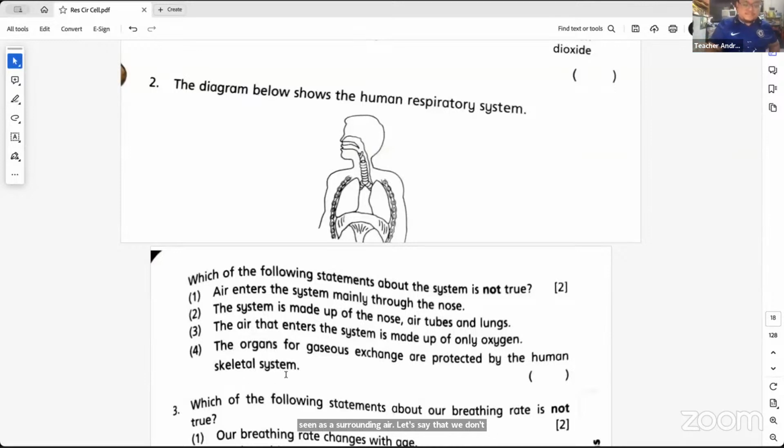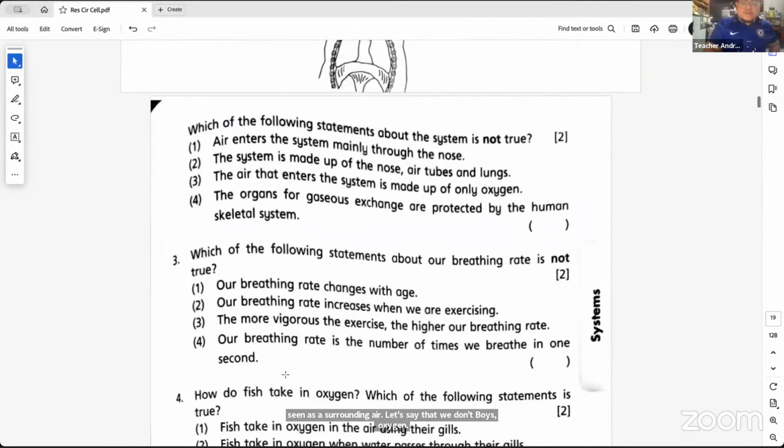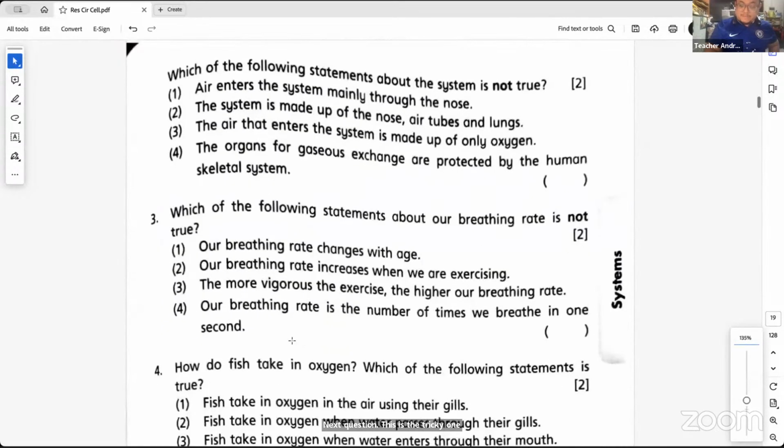All right. Next question. This is a tricky one that we have not covered in any of the topics yet. The examiner would like to give 1 or 2 questions that are not covered in the topic to test your knowledge. So for this case, which one of the following statements about our breathing rate is not true?